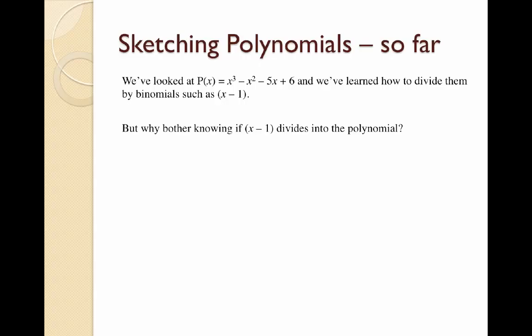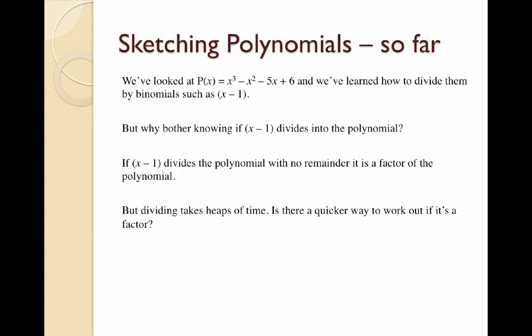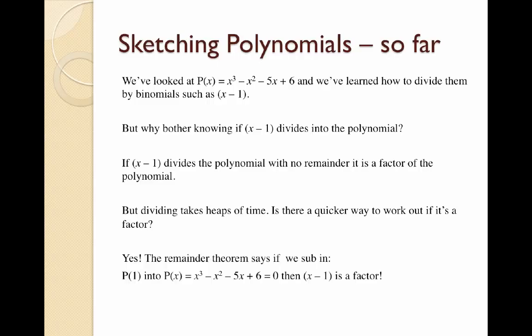Well, except for being a cool party trick, if x minus 1 divides a polynomial and we work out that there is no remainder, it means that it is a factor of that polynomial. But dividing takes lots and lots of time, so we'll want to know if there is no remainder in a much quicker and easier way. And there is. It's called the remainder theorem.